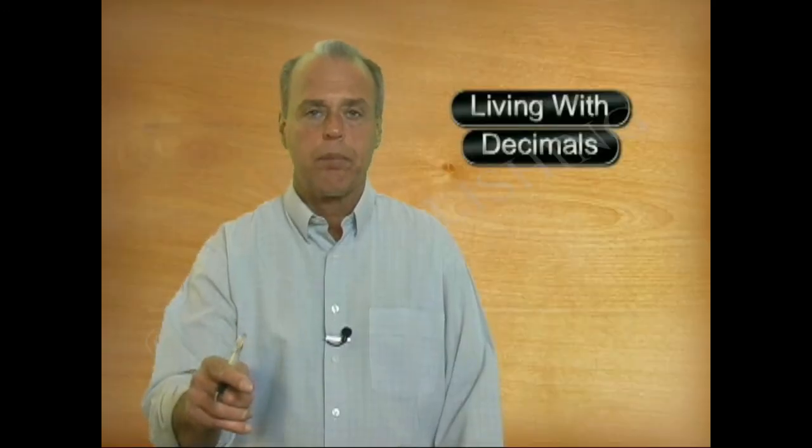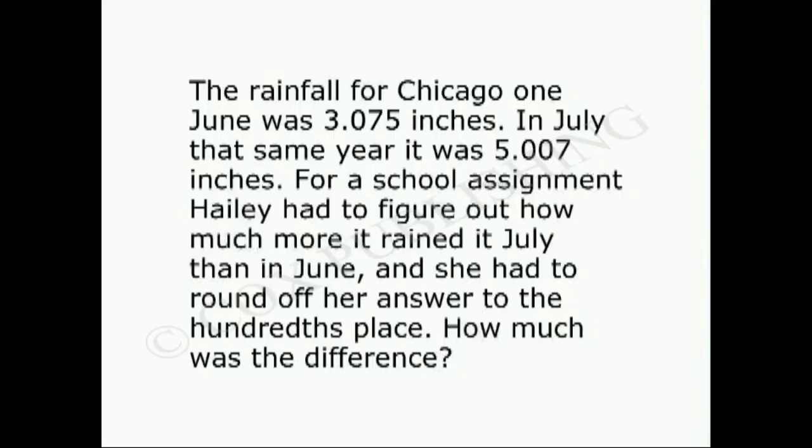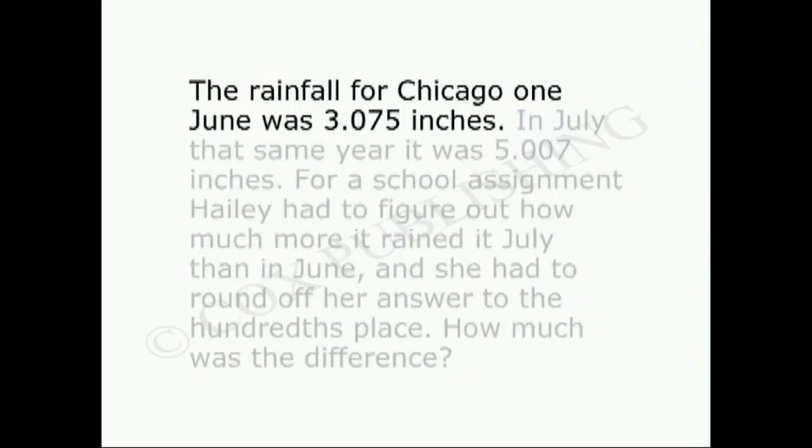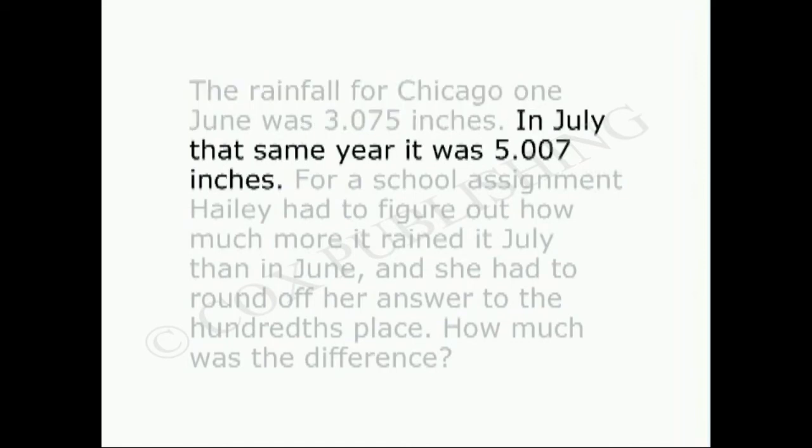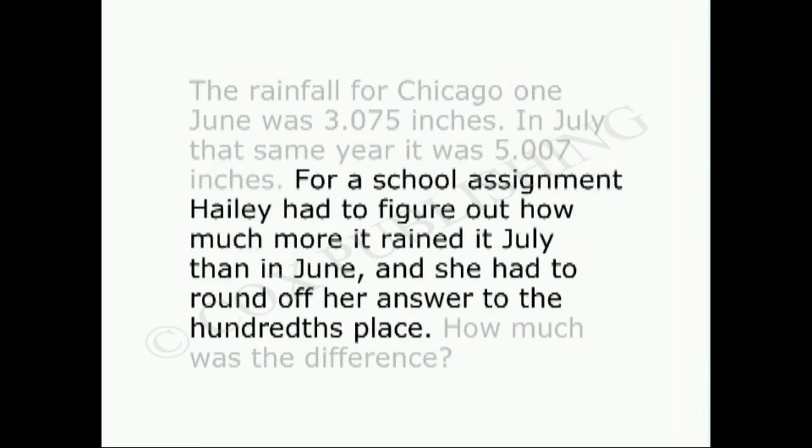One more word problem before we move on to multiplication. The rainfall for Chicago in June was 3 75/100 inches. In July of the same year, it was 5 7/7 inches. Haley had to figure out how much more it rained in July than June and round off her answer to the hundredths place.